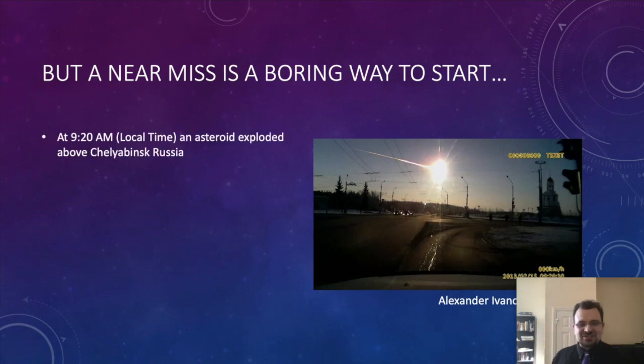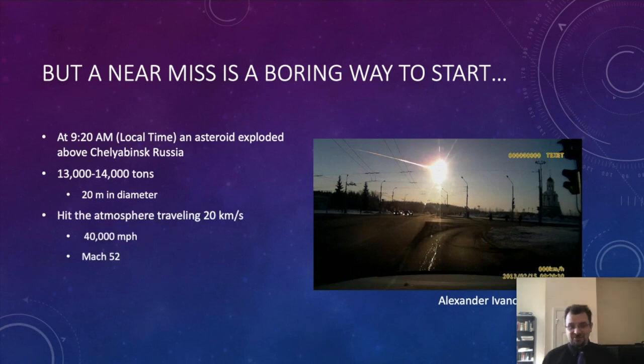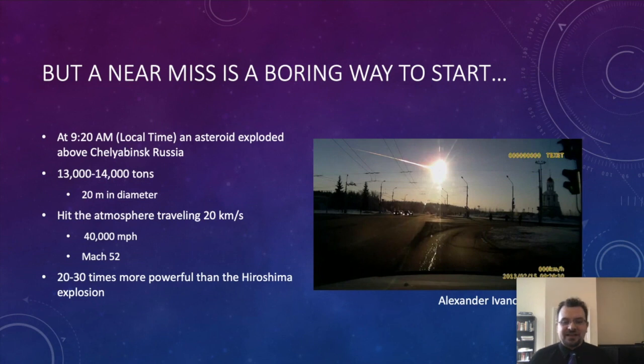So let's talk at 9:20 local time on the same day while we were all looking at that other asteroid. An asteroid hit and exploded above Chelyabinsk, Russia. And it was about 13 to 14,000 tons, about 20 meters in diameter, and it hit the atmosphere traveling at 20 kilometers a second. So that's 20,000 meters a second. So 40,000 miles an hour, or 52 times the speed of sound. And it exploded about 20 to 30 times more powerful than the Hiroshima explosion.